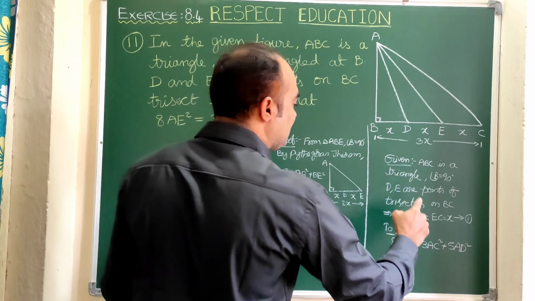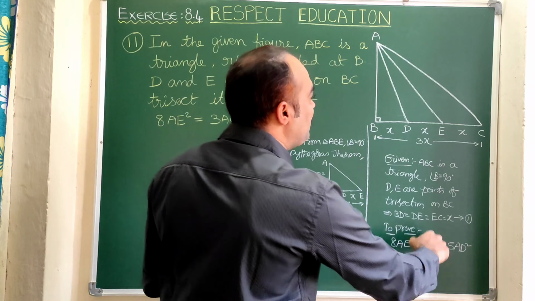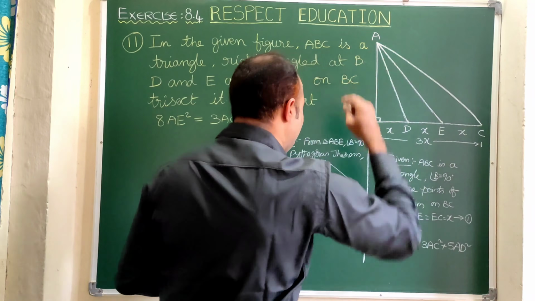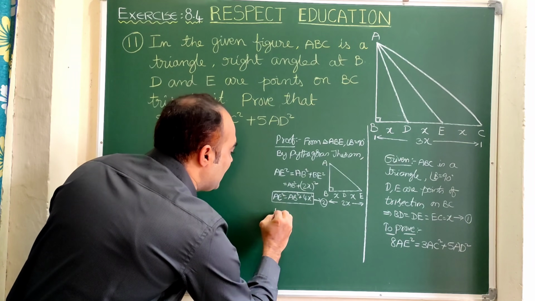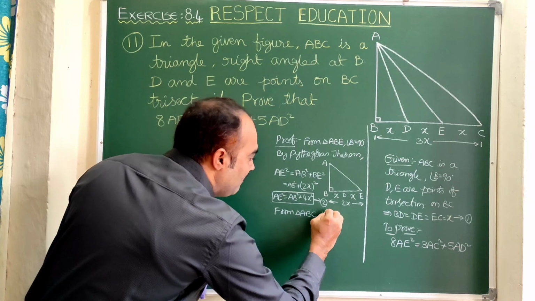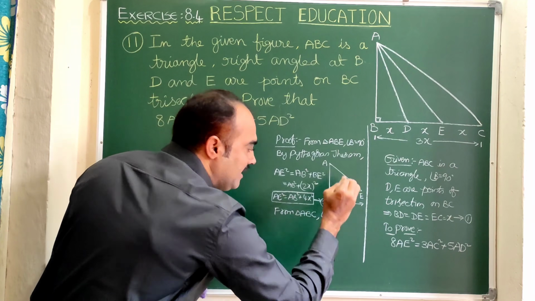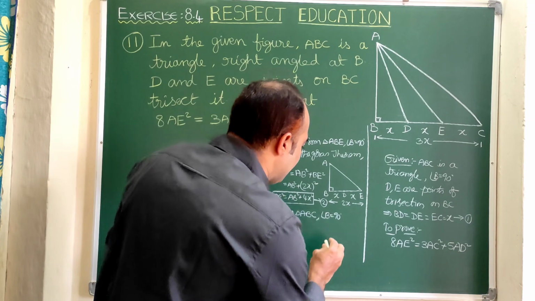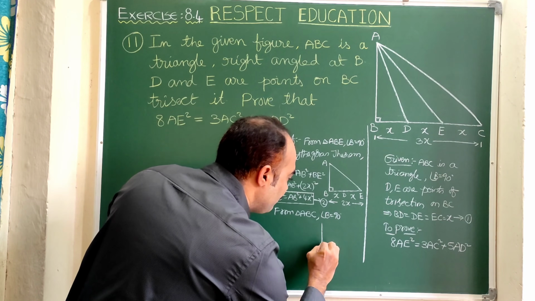Now we consider the triangle where AC is there. So we need to take triangle ABC. So here we can take from triangle ABC where angle B is equal to 90 degrees. So here let us draw triangle ABC.